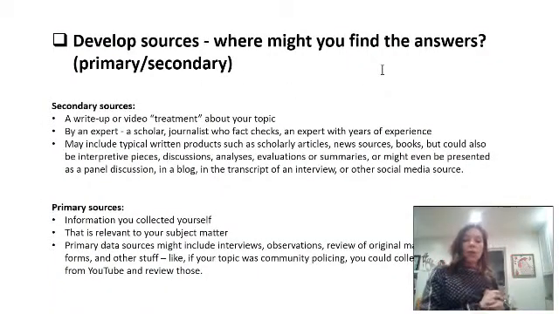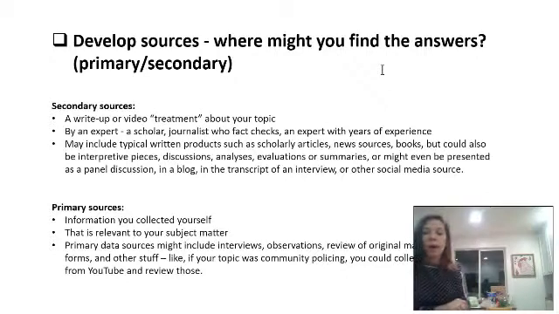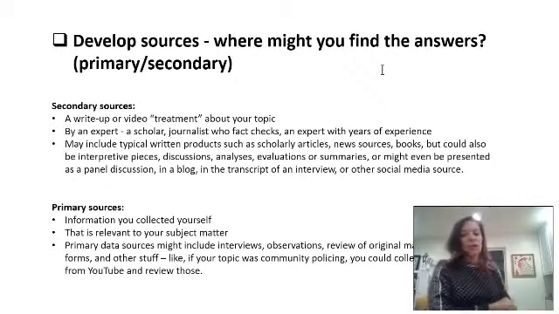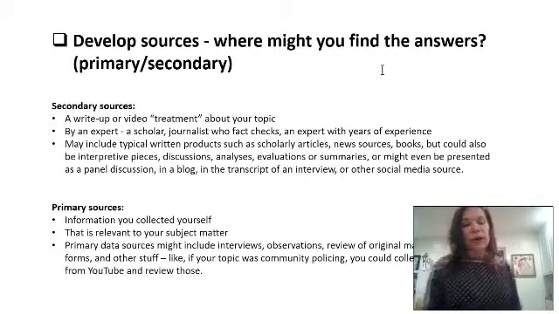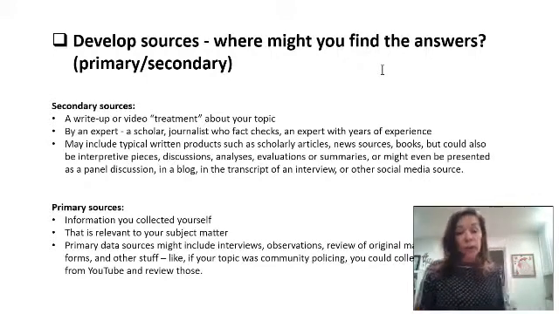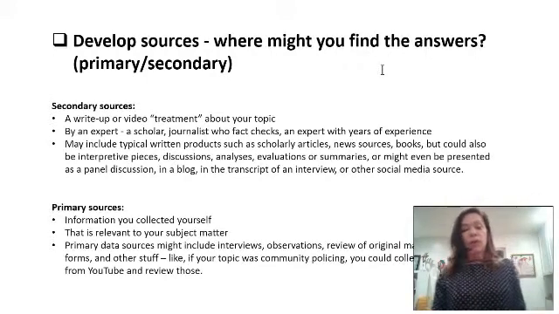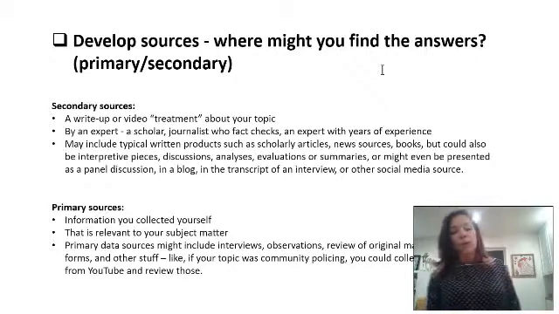Okay, so now we've got to develop sources. Where might you find answers? I have asked you to find secondary sources mostly, but at least one primary source. So let's talk about what those are.